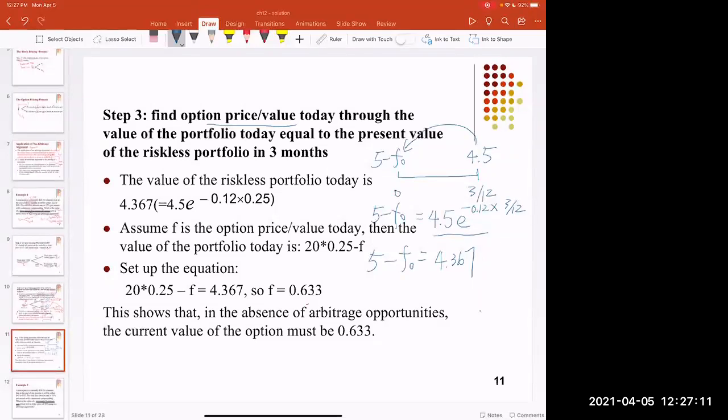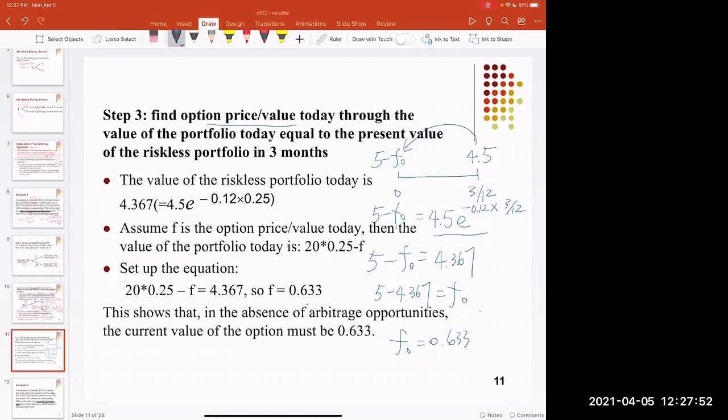So to do this calculation, we can move F0 to the right-hand side. So the left-hand side is 5 minus 4.367 equals F, the option price, the call price. So call price equals 5 minus 4.367. So that's 0.633. Okay, 0.633. So finally, we find the option price based on the binomial tree model. So basically 3 steps.